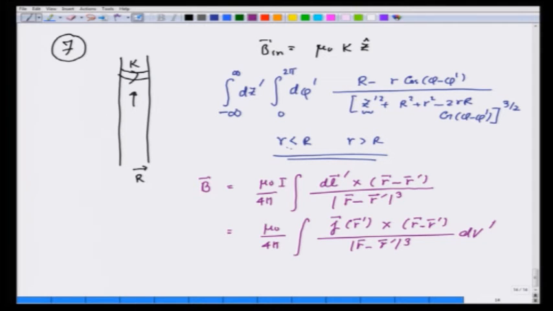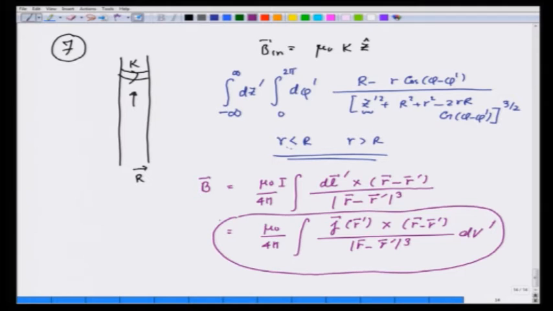If we calculate this integral written here and show that it comes to this form, that is the integral value we want to calculate, then we can relate it to the value calculated through Ampere's law. So, let us do that now.